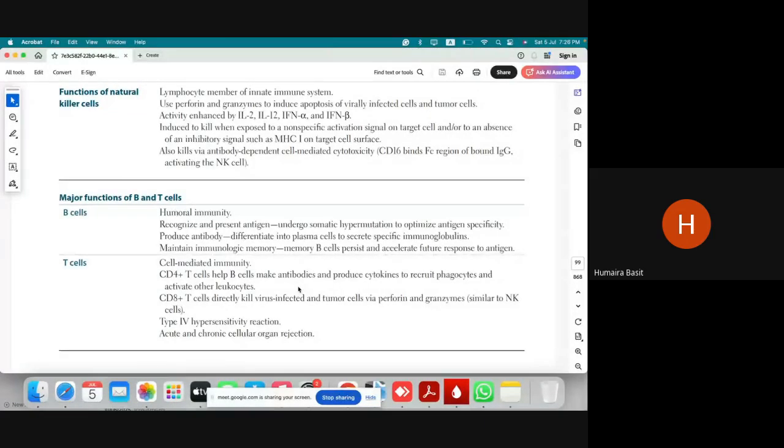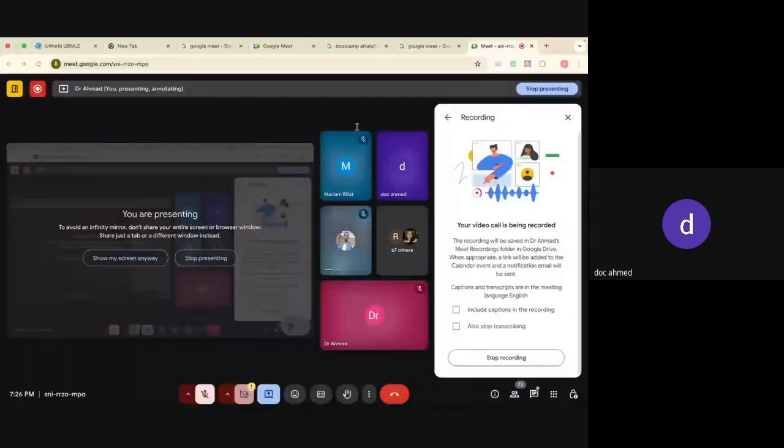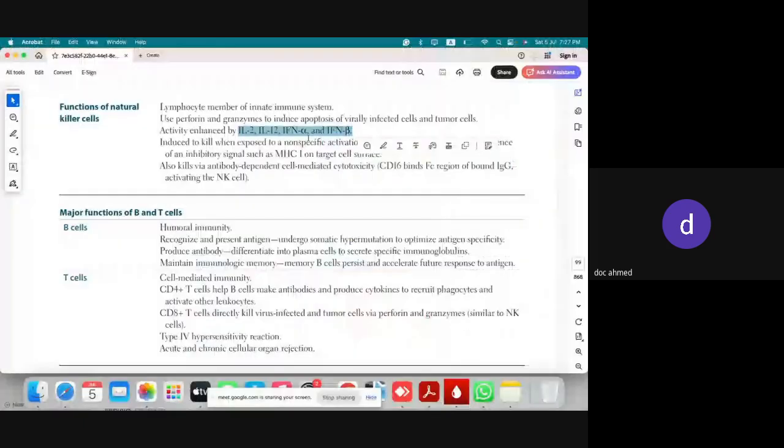Okay, so we are going to be discussing these interleukins in detail: interleukin 2, interleukin 12, IFN gamma, IFN beta. Okay, so let's just leave it at that. Just keep it in mind. We are going to discuss each and every interleukin, their function, and everything, right? It's going to be a topic for tomorrow's discussion.